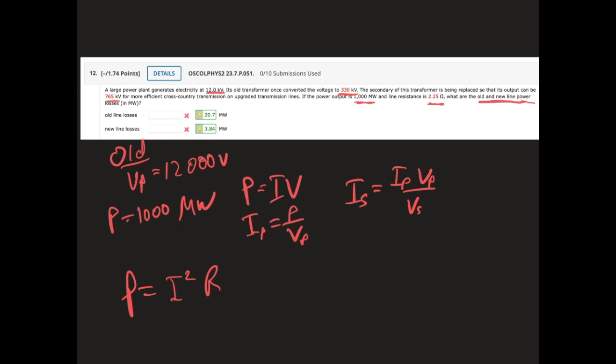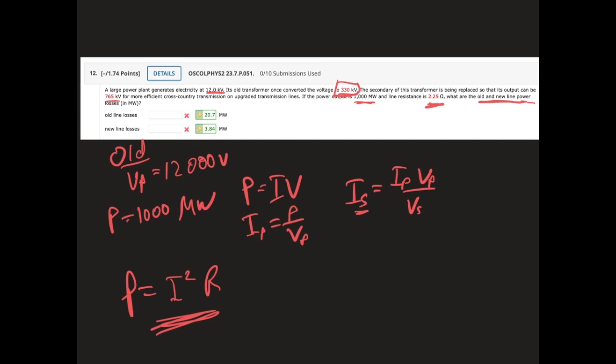We have the secondary voltage, so the old one has a secondary voltage given in the problem. Mine's 330,000 volts. Yours will be something different, but you'll still use the same equation to find the output secondary current. Once we have the output current, we also know the resistance. We can use this equation down here to find the power loss in the line. So that would be for the old.